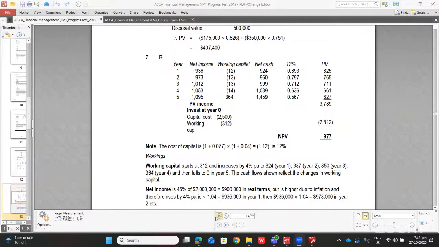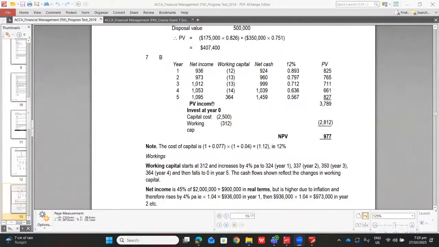Now, why it is important that we use the real cost of capital is that we get inflation. They also tell us that post-tax profit margin is estimated to be 45% of sales and working capital 15% of the coming year's sales. Now, we know the sales is going to increase by the inflationary amount, by 4%. So we're really going to have to do some maths there, right? So we're going to have to do that working. And this is how we got the numbers here.